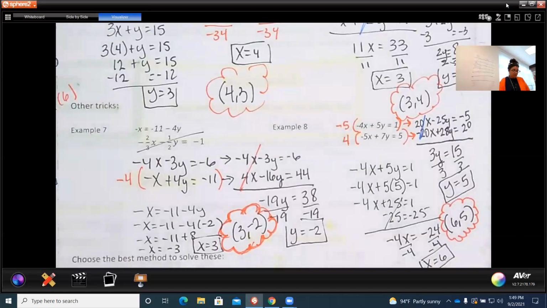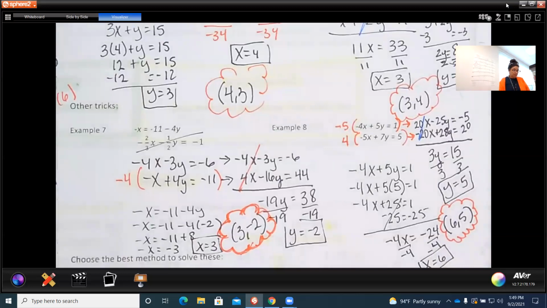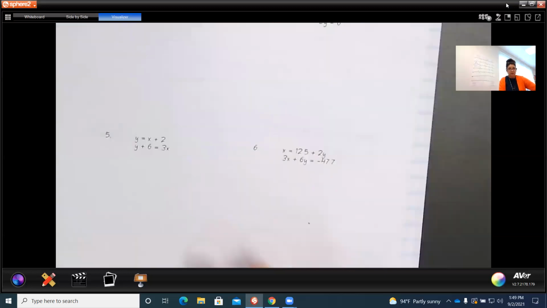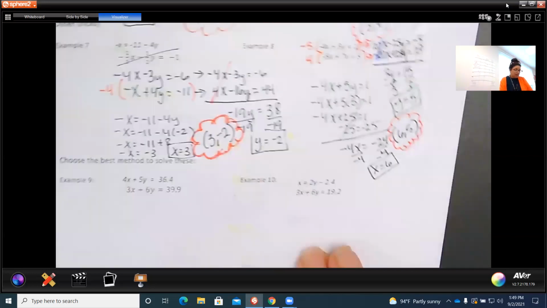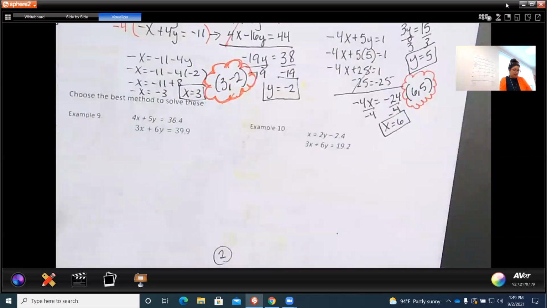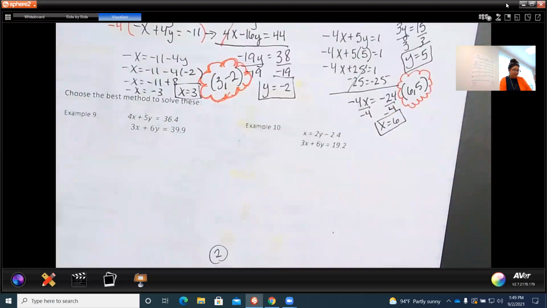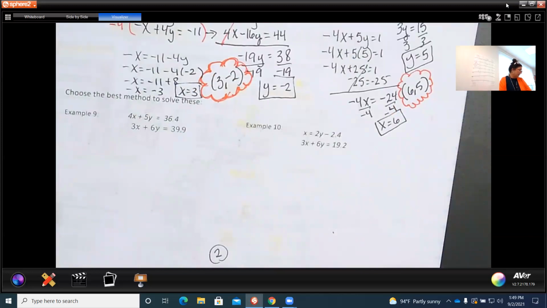Any questions? Do y'all want to do this whole page for homework, the front and the back? I wouldn't make you. Do we have time to do example 9 and 10? It says choose the best method to solve these. Okay, oh my gosh, they have decimals. Is that okay? No.